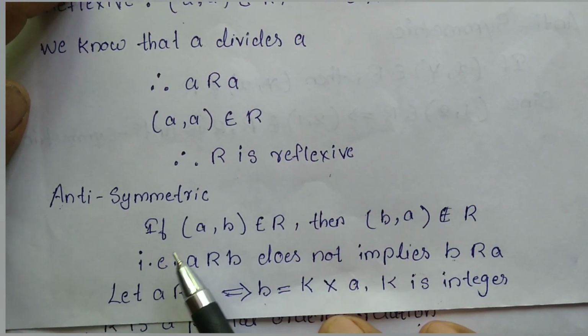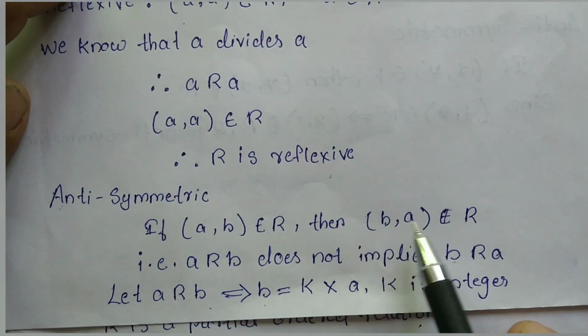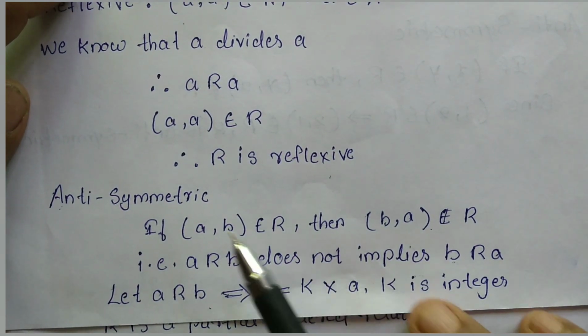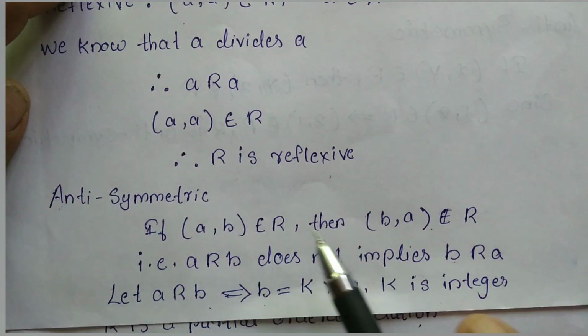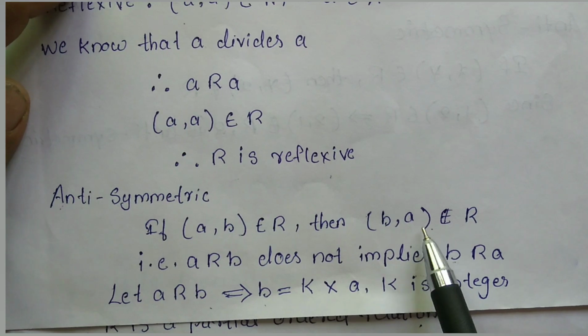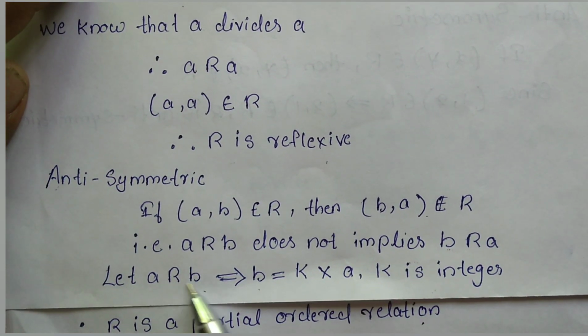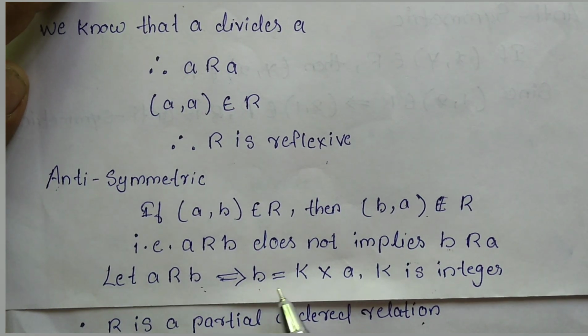Now the next one is antisymmetric. What is antisymmetric? If A comma B belongs to R, then B comma A does not belong to R. That means if A divides B, then B does not divide A. That we have to show. So first you take A is related to B, meaning A divides B. If A divides B, then B can be written as K into A, where K is an integer.